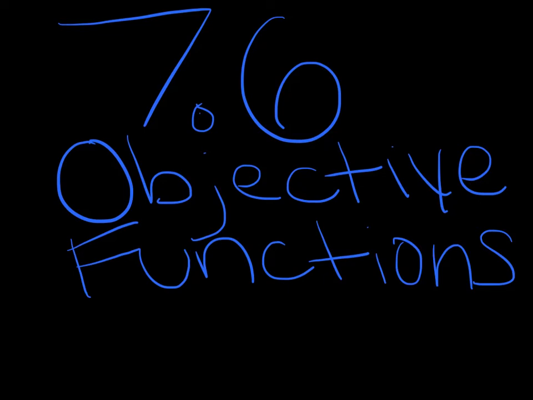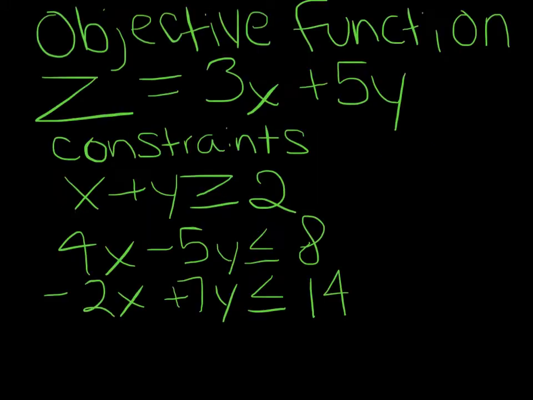This is Chapter 7, Section 6, Objective Functions. Example 1: you have to find the minimum and maximum values of the objective function and where they occur, subject to the indicated constraints. The graph of the region is determined by the constraints provided. The objective function is z equals 3x plus 5y.